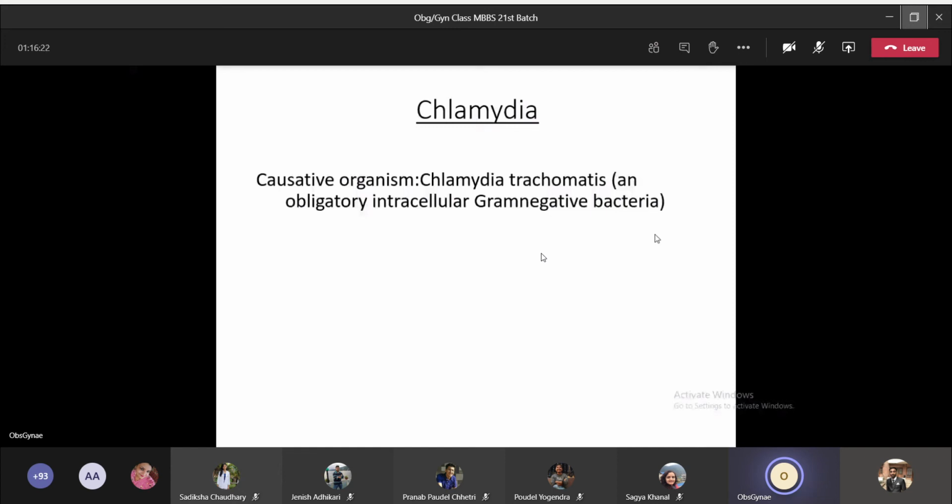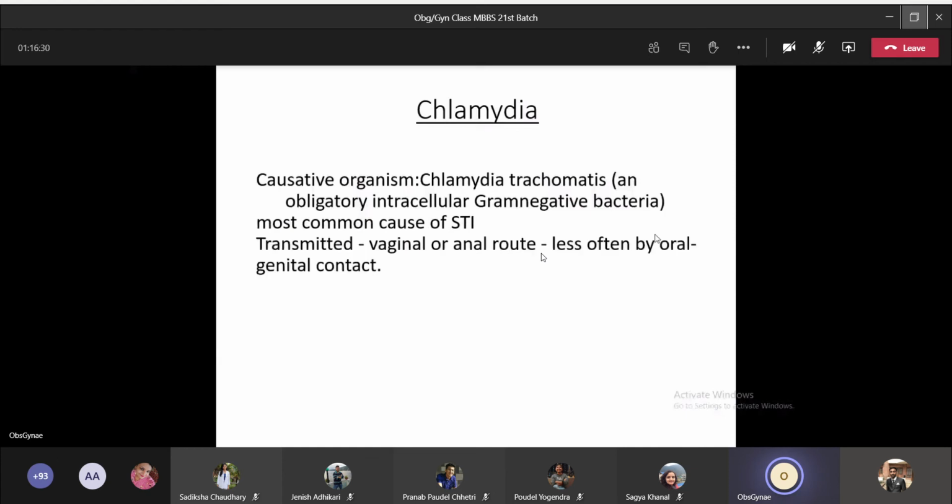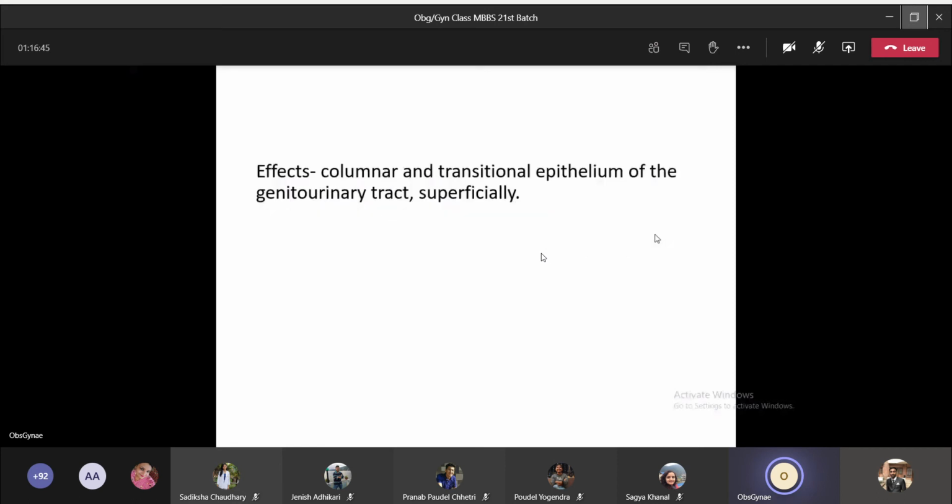That is an obligatory intracellular gram-negative bacteria. So it is the most common cause of STI. And it is transmitted by vaginal, oral, or anal route, less often by oral genital contact. And the incubation period is 6 to 14 days. And it affects mostly the columnar or transitional epithelium of the genitourinary tract, superficially.